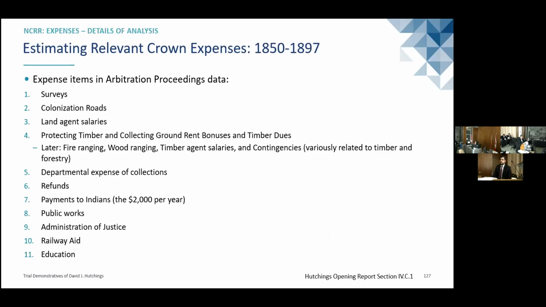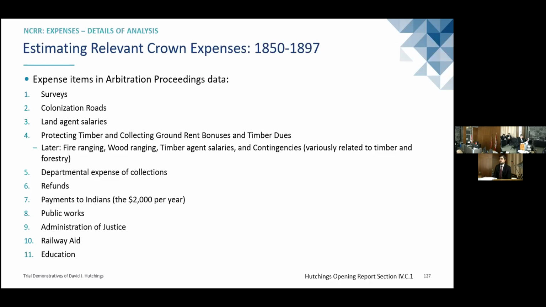So there are, as I say, 11 expenditure items recorded here. These papers also record the revenue items. That's where we got the revenue for 1850 to 97. There's no disagreement there about those numbers, but I'm going to focus here on the expenses. So there are 11: surveys, colonization roads, land agent salaries. Sorry, you're reading from slide 127? Yes, thank you. It's just a larger font of what was the heading of 126.